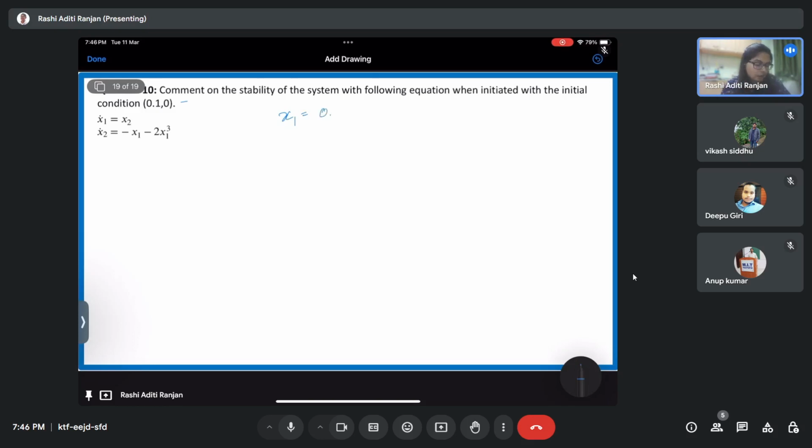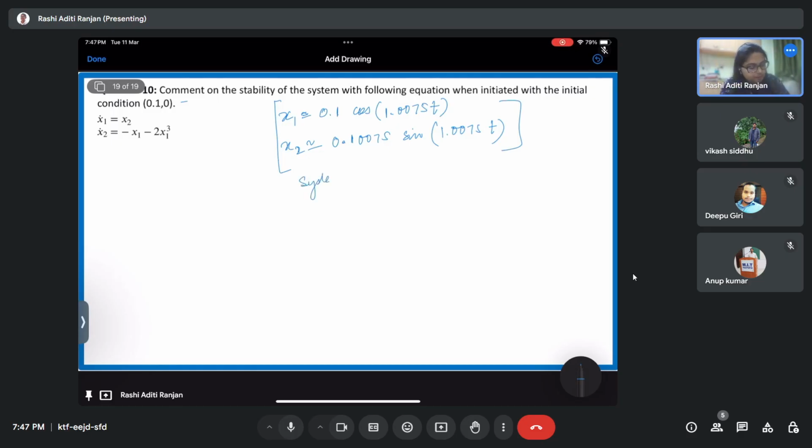So x1 we are going to get nearly equal to 0.1 cos of t, and x2 nearly equal to 0.10075 sine of t. You can see both of them satisfy the initial condition that has been given. So these are my solution of the system behavior. For this particular initial condition, my system is going to have a periodic solution.